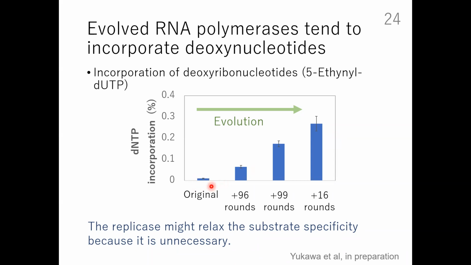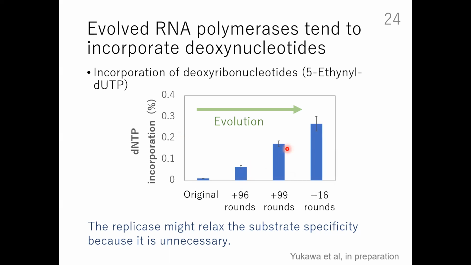The first RNA polymerase, the wild type RNA polymerase, does not incorporate dNTP because it is an RNA polymerase, not a DNA polymerase, so it's reasonable. But the RNA polymerases that appear in the course of evolution gradually start to incorporate dNTP. But the ratio is very low, so it's not a DNA polymerase, it's still an RNA polymerase, but the incorporation rate is increasing. There is a clear trend.